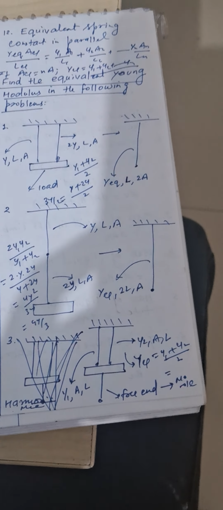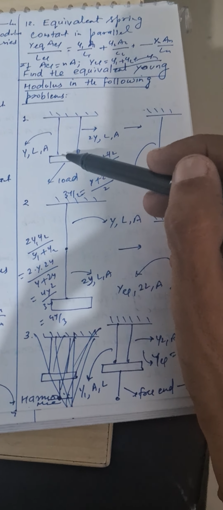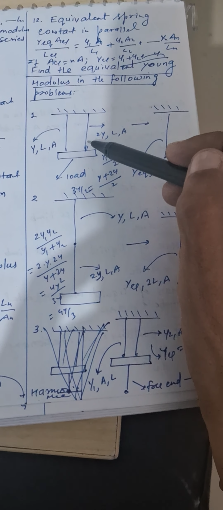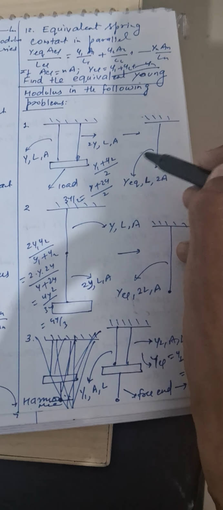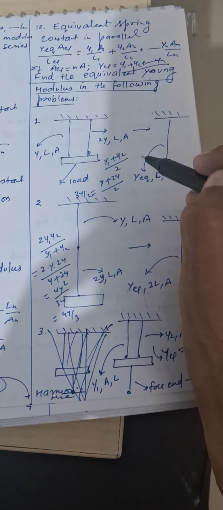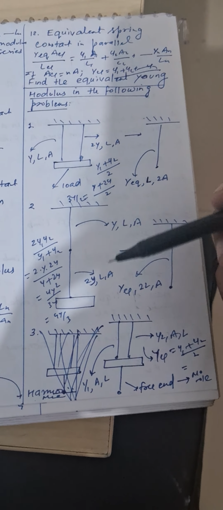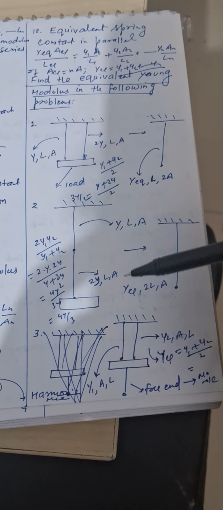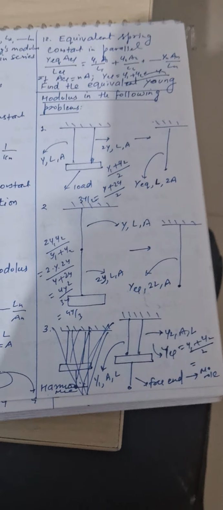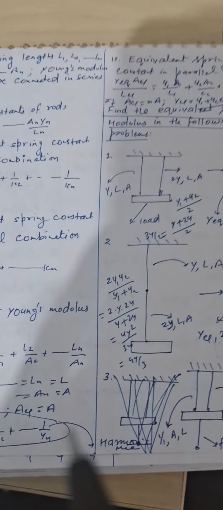In the next question we need to find the equivalent spring constant in the following problems. The first is we have two rods, same length and area, Young's modulus different, they are in parallel combination, and we assume that the equivalent rod has an area 2A. So comparing on that basis we have Y equivalent as 3Y by 2. Next is we have a series combination of rods and the equivalent rod is assumed to be of length 2L. Then under that condition the equivalent Young's modulus comes out to be 4 by 3 Y.